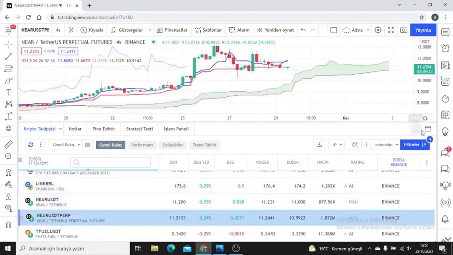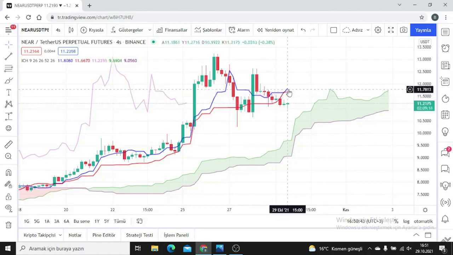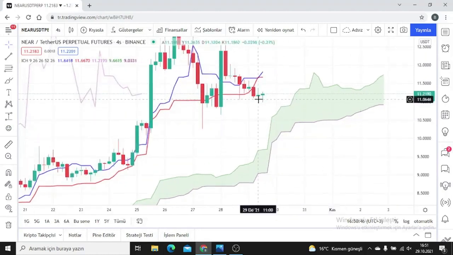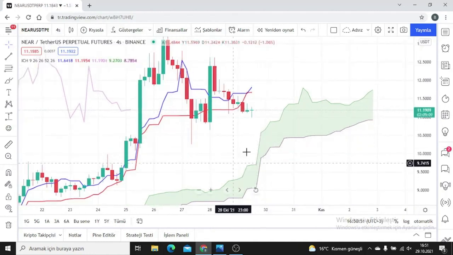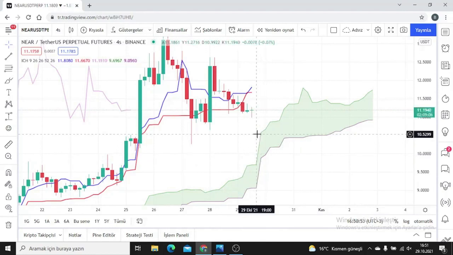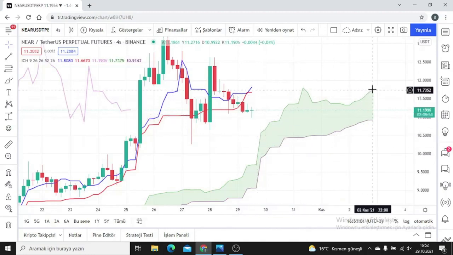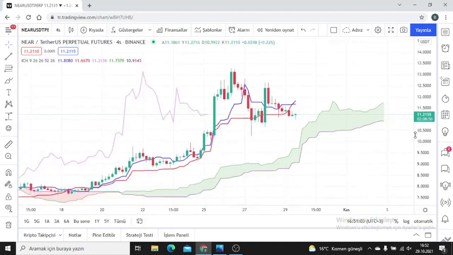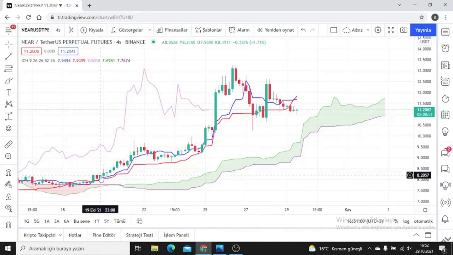Tenkan-sen cut the Kijun-sen upwards here, look, it's just cutting right now. And here we see the clouds working beautifully below. We see that the supports are at the bottom of the chart, working as supports. In the same way, we see that the cloud moves upwards 26 periods ahead. When we looked at it, we saw that it actually worked better in 4 hours on the NEAR chart. Currently Ichimoku has created a buy condition and is still in a buy condition. It went to sell only once, 8 fake signals, 10 times, and switches to buy again.